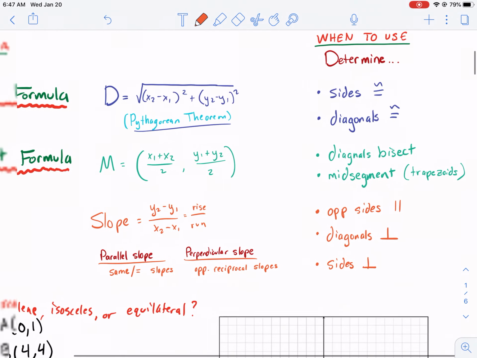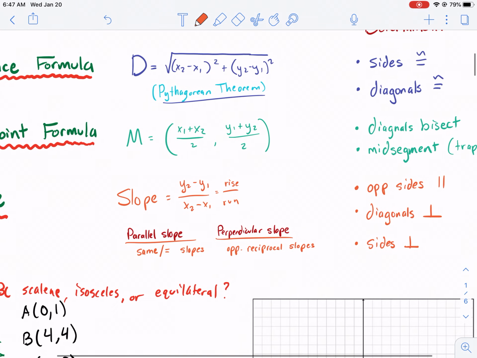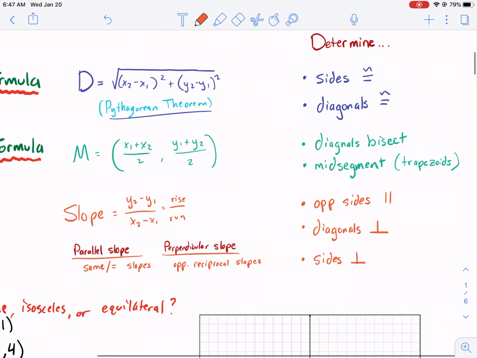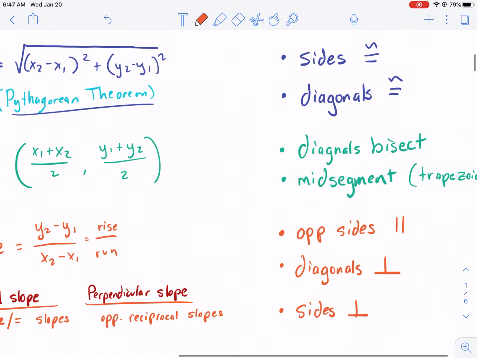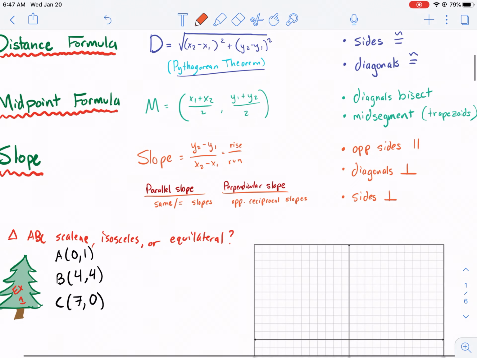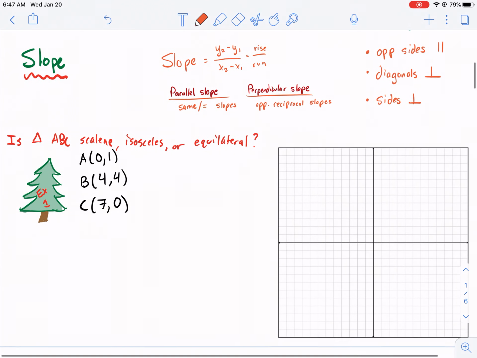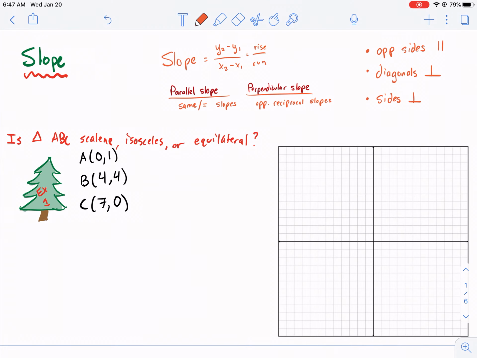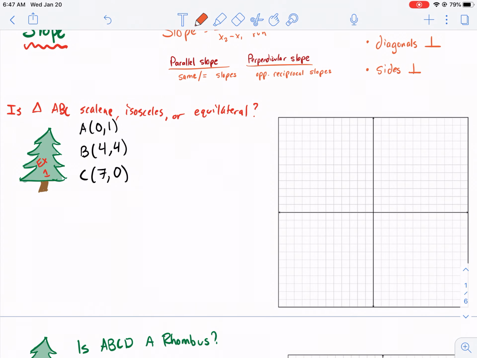So all three of these different formulas help us determine a lot of the properties of the different types of polygons we are going to encounter in the coordinate plane. So let's go over an example, okay? One type of polygon is a triangle. So is triangle ABC, in this example right here, scalene, isosceles, or equilateral?